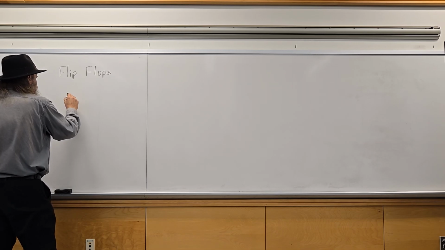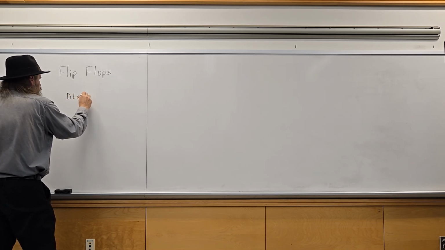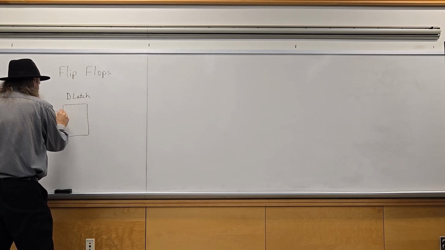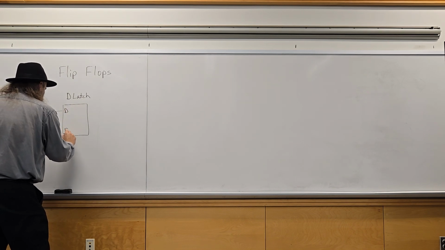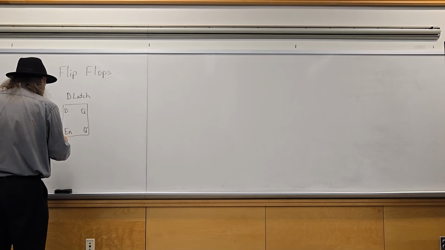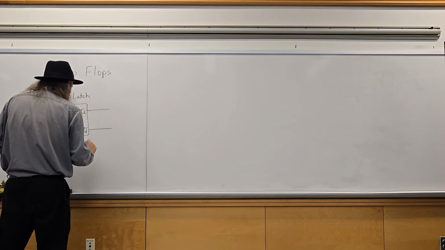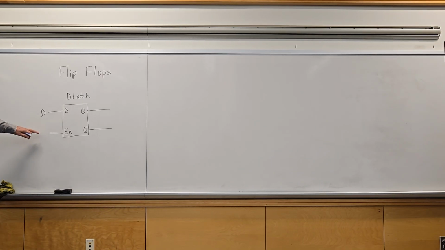say you have a D latch, D, enable, Q and Q prime. While the enable is high, Q is going to follow D. So that's why it's called a transparent latch as well.